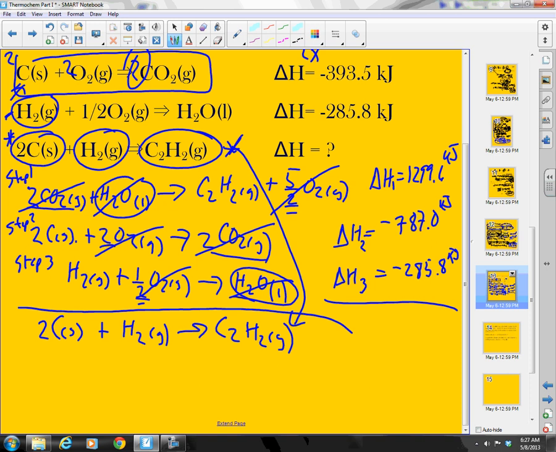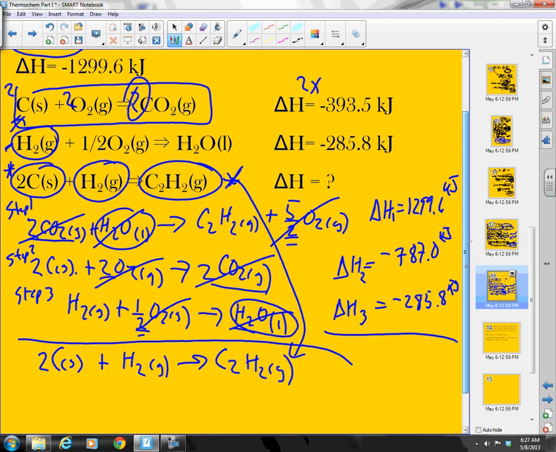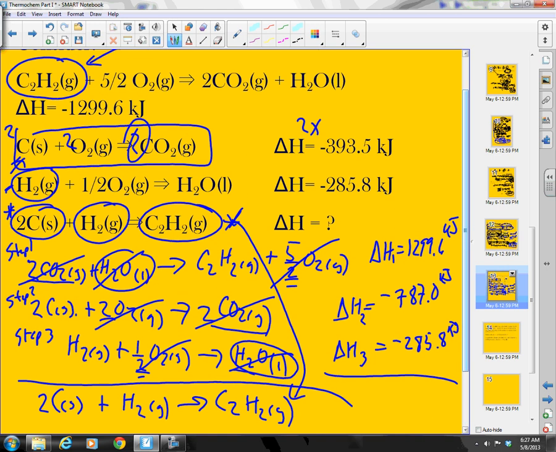Let's do that. I have 1299.6, which is positive, right? Let's make sure. Yes, that was a negative, and I switched it around, so that's a positive. And from that, I'm going to subtract 787, and I'm going to subtract 285.8, and my answer is 226.8, and it is a positive, and so my delta H for the reaction is 226.8 kilojoules.